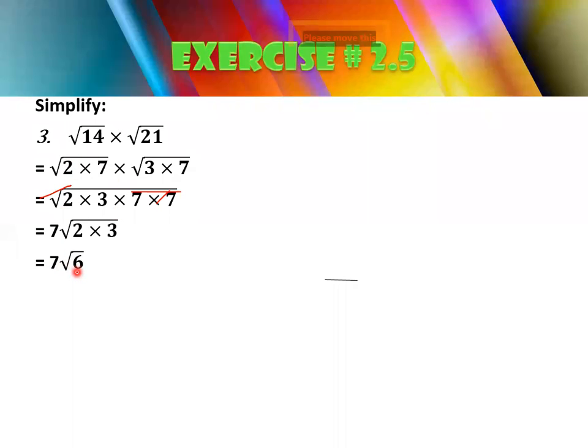Okay, now move on to question number 4. Here you have a fraction, meaning your numerator and denominator are both in square root form. So what you will do, again you are going to break this 21 into its factors, and as you can see here, the factors of 21 are 3 multiplied by 7. Now look at this one, 7. 7 is a prime number.